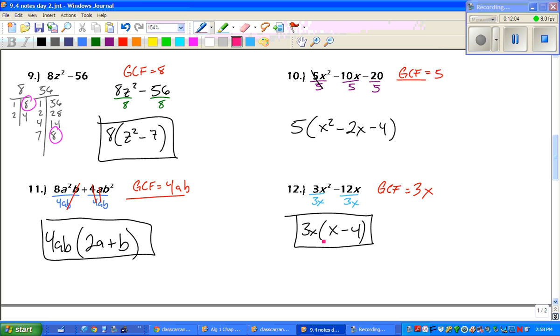Just for fun, I'm going to distribute. I get 3x squared minus 12x, which gives me that, and we're happy. Okay, so that's our check. All right, let's go ahead and flip it over.